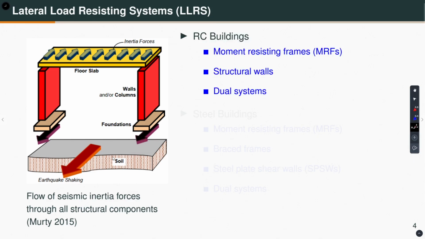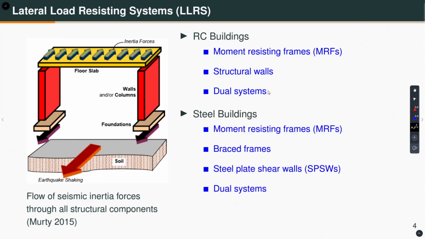What are the different types of lateral load resisting system we can have? In a reinforced concrete building we can have moment resisting frame, structural walls which are also called shear walls, and a dual system which is a combination of the two. When you are using both moment frame and structural wall, satisfying certain code provisions, then you can call it a dual system. I am not getting into the design aspects because this is an analysis course. For steel buildings, you can have again moment resisting frames, brace frames, steel plate shear walls, and dual system. Dual means any combination of these will be called a dual system.